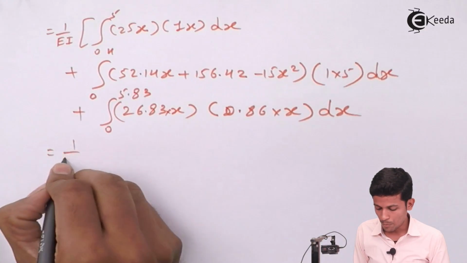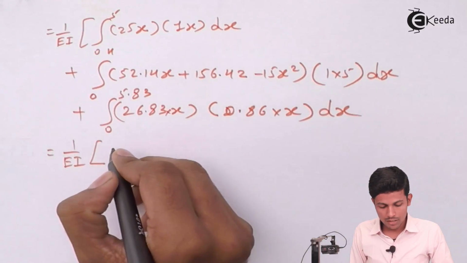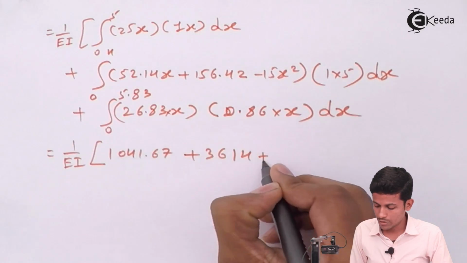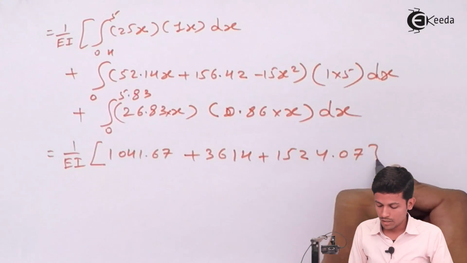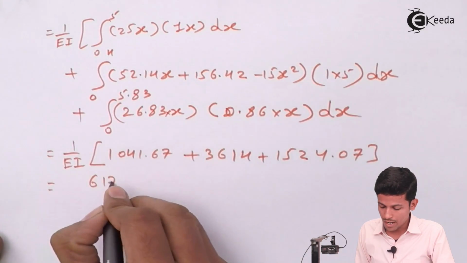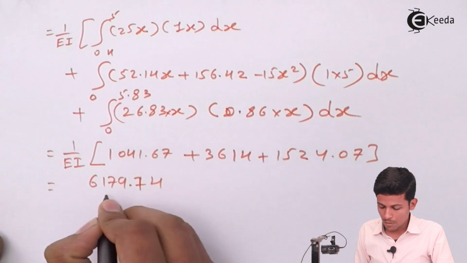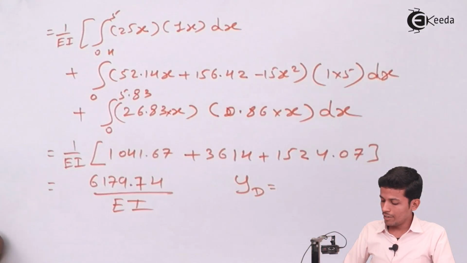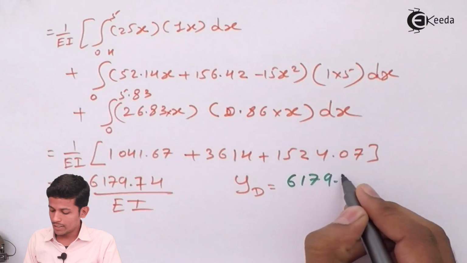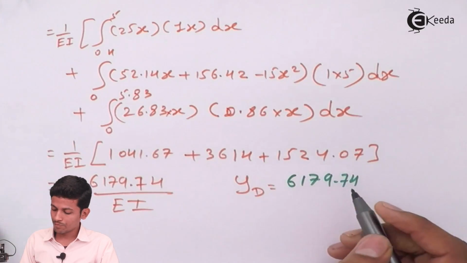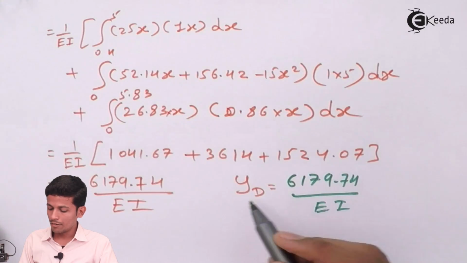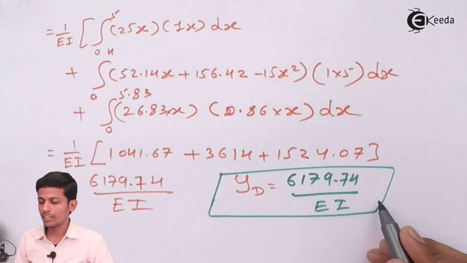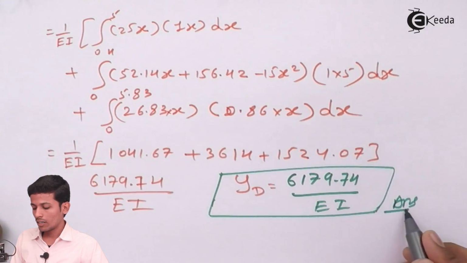Okay, now 1 upon EI, solve one by one. This value will be 1041.67 plus 3614 plus 1524.07. Now we get the value 6179.174 upon EI. Okay, now we get the value of YD as 6179.174 upon EI. We are done with EI only, because we don't know the values of E and I; it is constant. That's why we leave the answer in terms of EI. Okay, and this is your final answer.